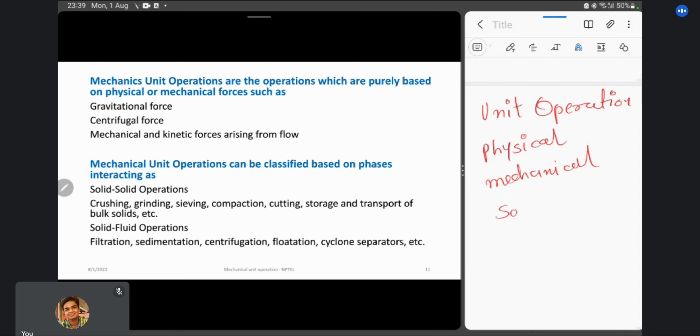So one is a solid operation, another is a solid-fluid operation.